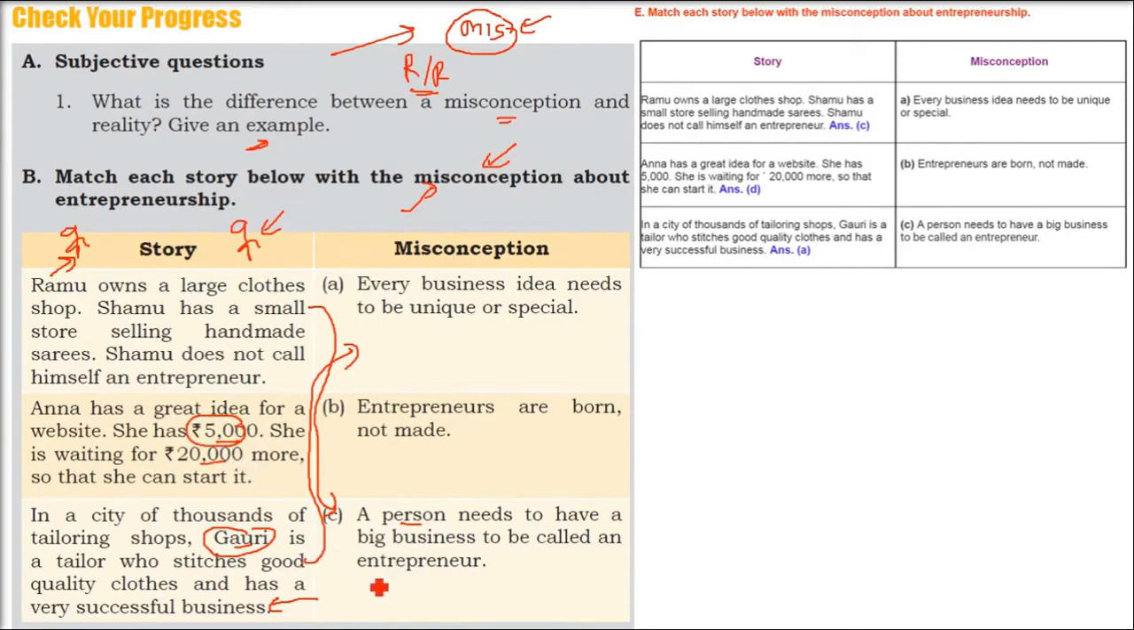See, let me add one more option here, which is not given here. The misconception is you need a lot of money to be an entrepreneur. So let me tell you this clearly: an entrepreneur doesn't always need big money. Even if you have small money, you can start a website or do some other thing. And once you get good money, your business idea grows, people start liking it, people start buying it. Then you can use this profit for the next business, or for the same business. You don't need a lot of money for every business.